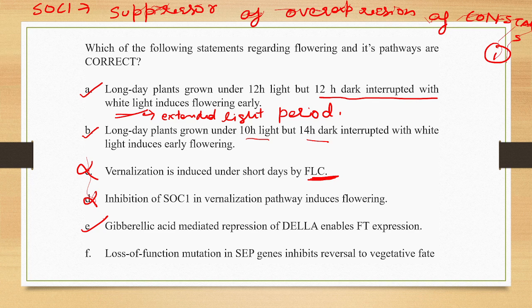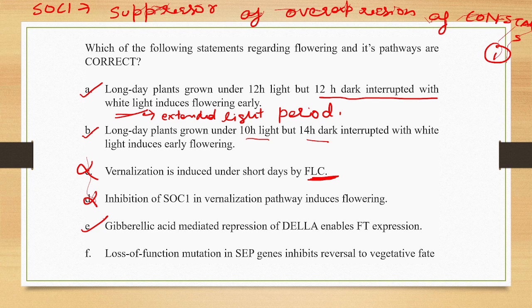Okay, so DELLA proteins are repressed by gibberellic acid, which helps in flowering. The repression of DELLA leads to the expression of Flowering Locus T, and therefore flowering is induced. So what happens? Gibberellic acid inhibits the DELLA proteins, and when the DELLA proteins are inhibited, then FT, that is Flowering Locus T, expression is promoted, and therefore it leads to flowering.